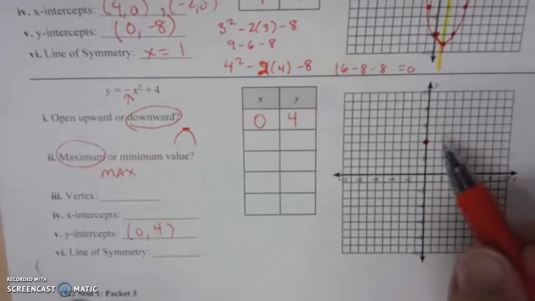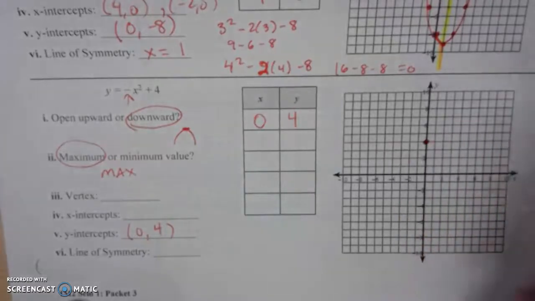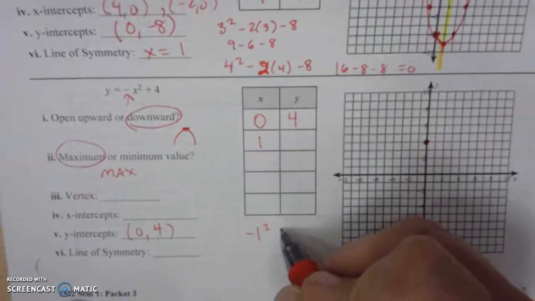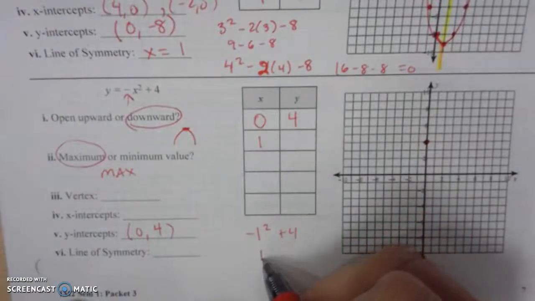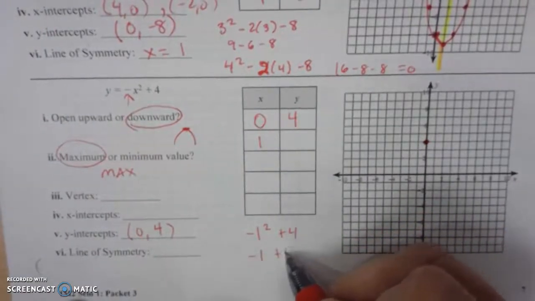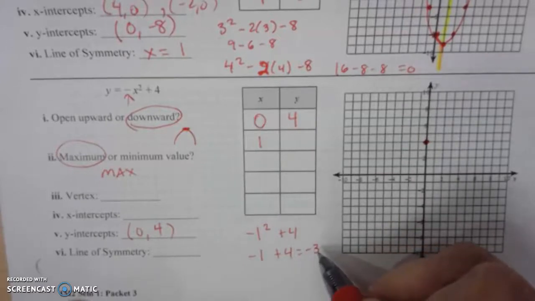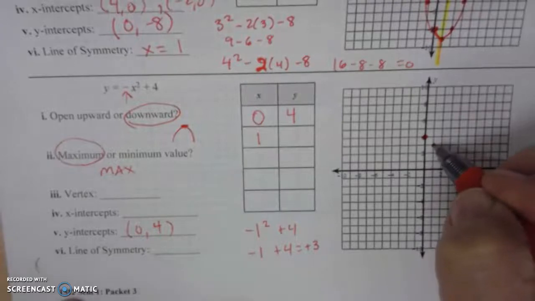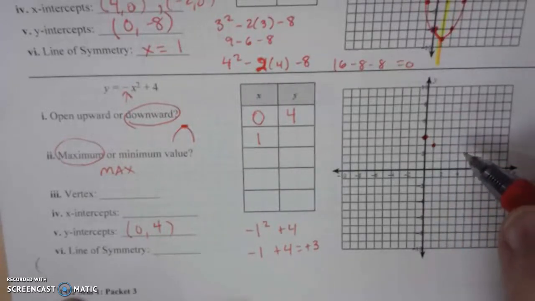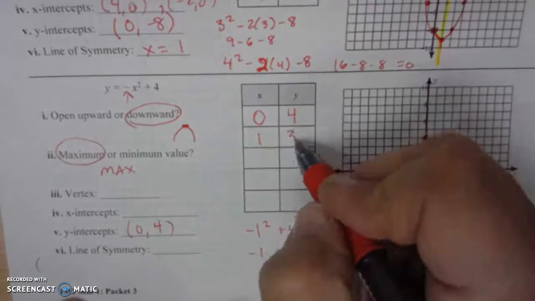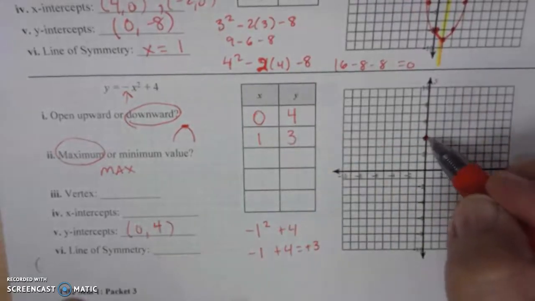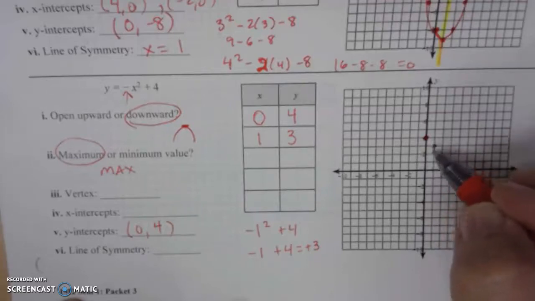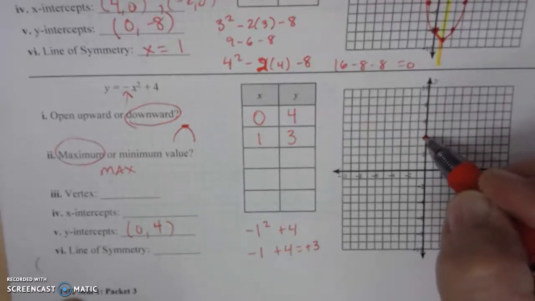So now what's happening? Let's pick a number to the left and the right of that. Let's pick the number 1. I'm going to do -1 squared plus 4. So I'm going to get -1 plus 4 equals 3. So I'm going to get 1, 3. And I wonder, because it's facing down, if that's our top value, our maximum.